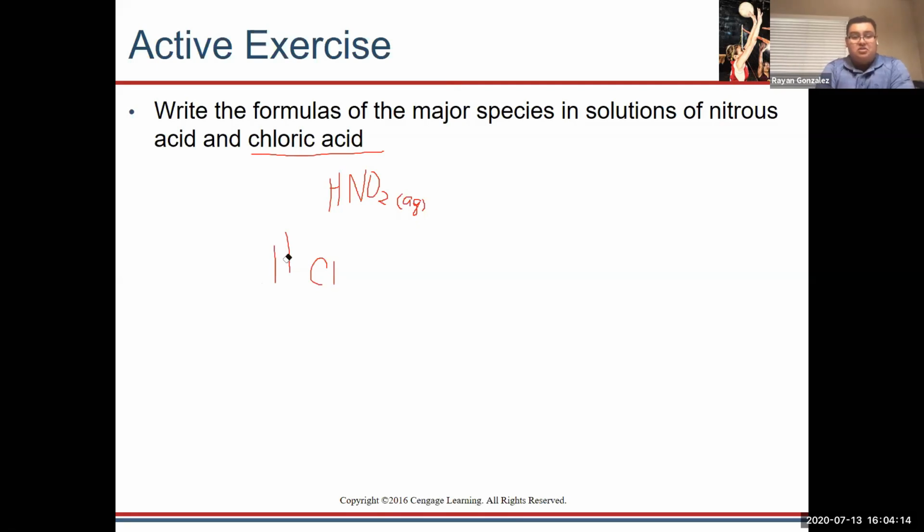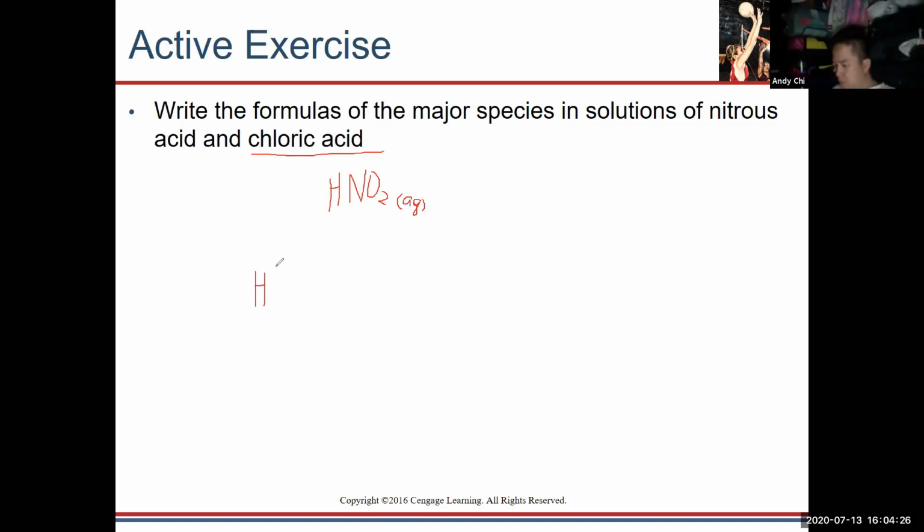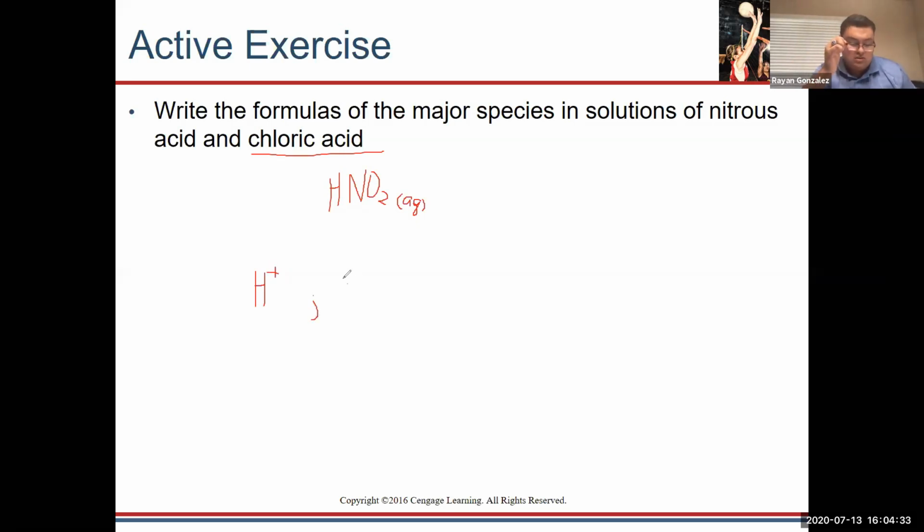I believe the hydrogen's correct. Okay, so you're just saying the hydrogen is correct, and I think it needs ClO3 negative. So should it be H plus, is that what you're saying? Plus, yes, because they need to balance each other. And you said ClO3 negative. Okay. And those are both aqueous.